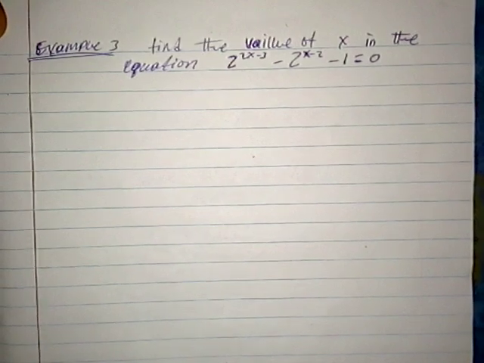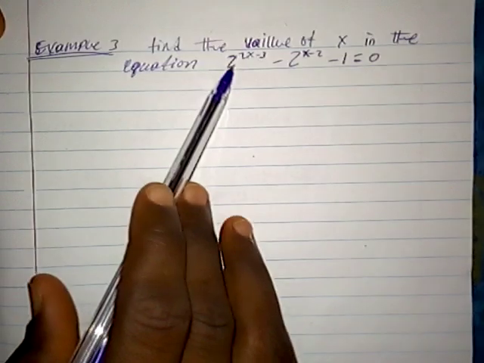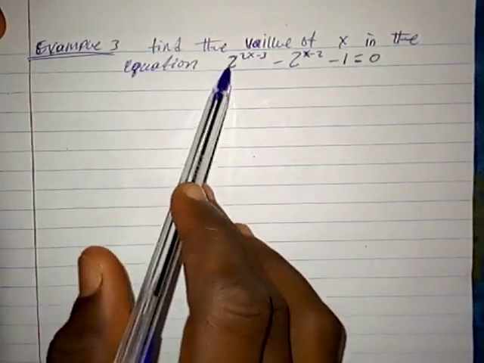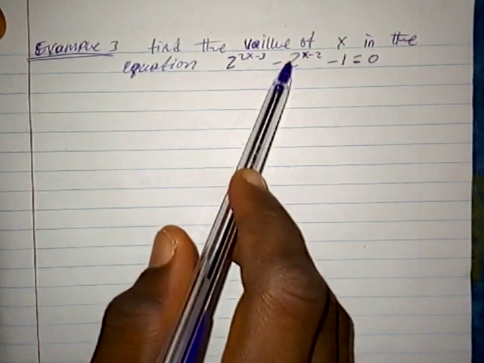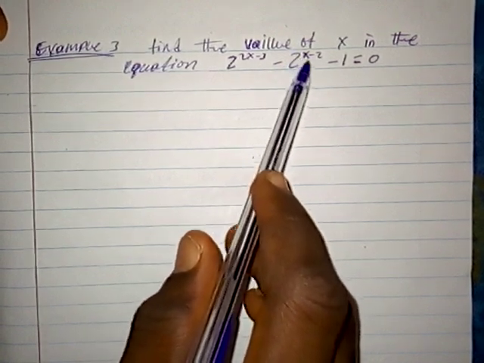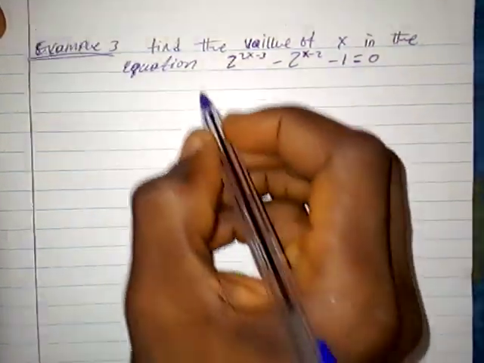We move to example 3. Find the value of x in the equation. What is the equation? 2 raised to the power 2x minus 3, minus 2 raised to the power x minus 2, minus 1 equals to 0. Now we say solution.